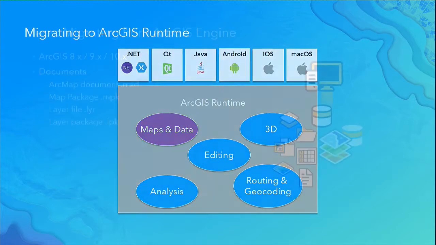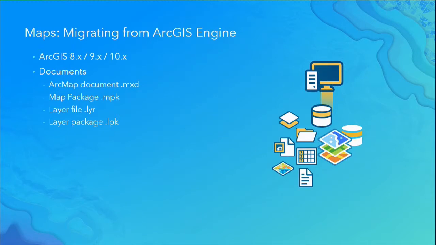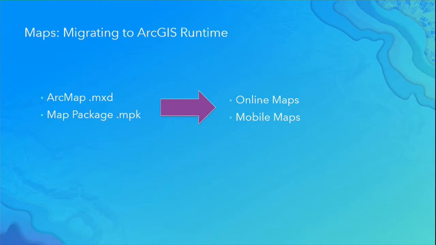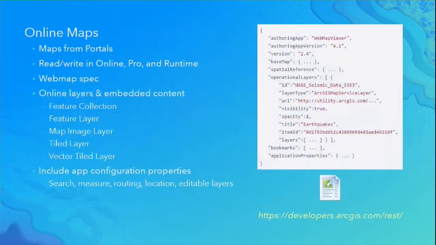So first up, let's take a look at maps and data. When you're working with ArcGIS Engine, the maps and data document types and workflows are the ArcMap document, the MXD. You may have had map packages, MPK files that bundle up the content within your map document and contain that data, layer files and layer packages as well. So those are document types and formats that you had available within ArcGIS Engine. Let's take a look at the equivalents within the ArcGIS Runtime. So I've broken these down into moving from ArcMap documents and map packages to online maps and mobile maps, and I'll cover each one of those in a bit more detail.